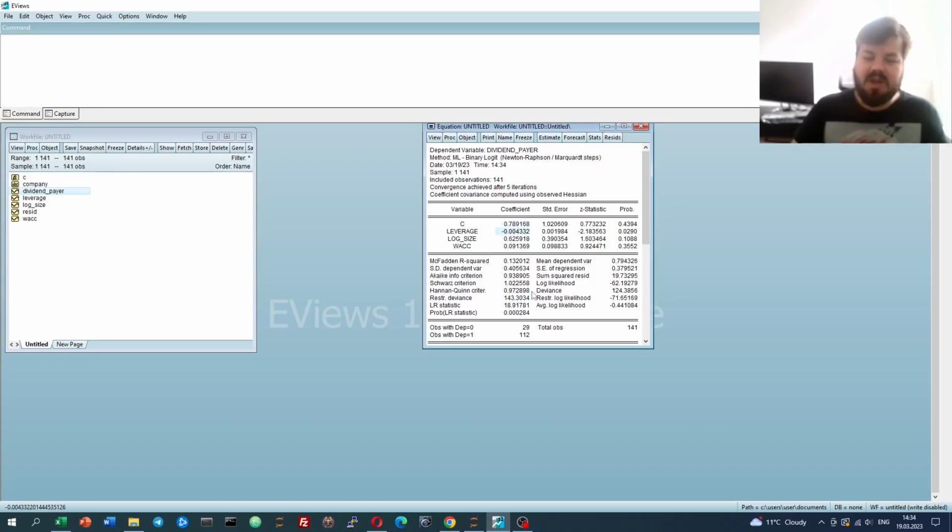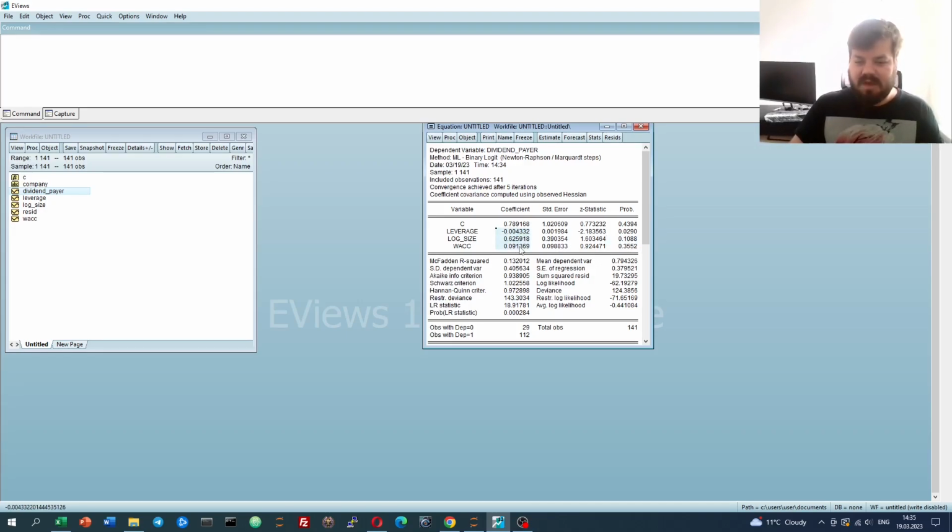The impact of leverage on the odds ratio is negative and significant. So the higher levered the company is, the less likely it is to pay dividends, which is quite interpretable in the terms that companies that have got a lot of debt to service might have less spare cash to pay out to their shareholders, which is quite understandable in terms of theory. Whereas the relationship between size, WACC, and the dividend payer status are insignificant.